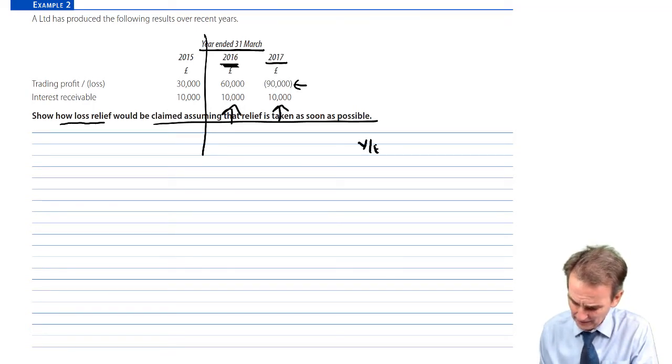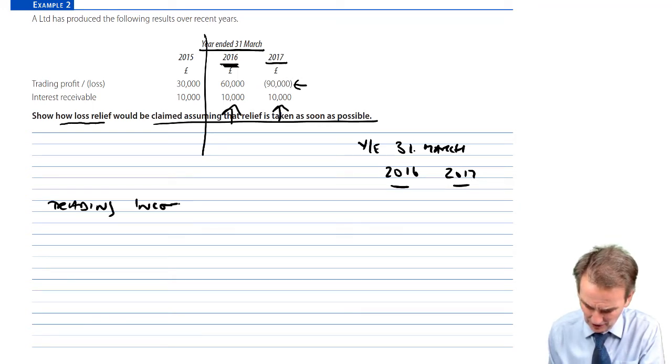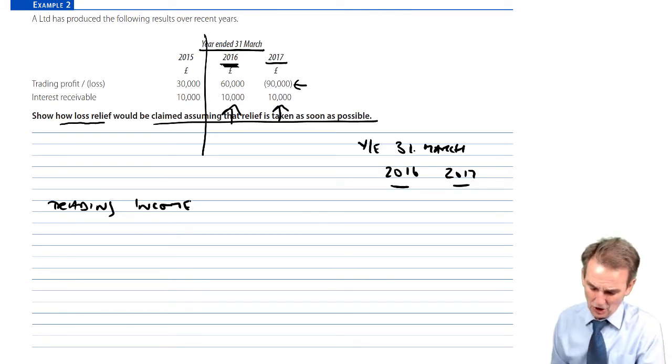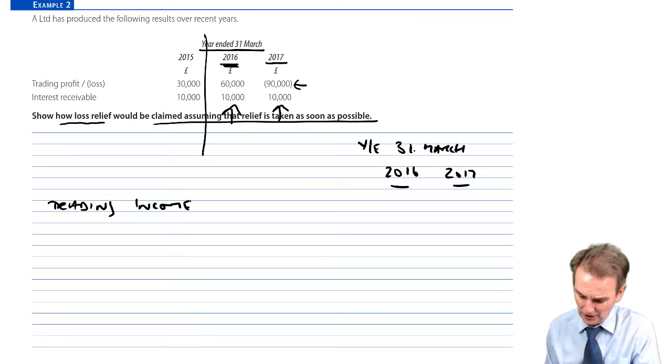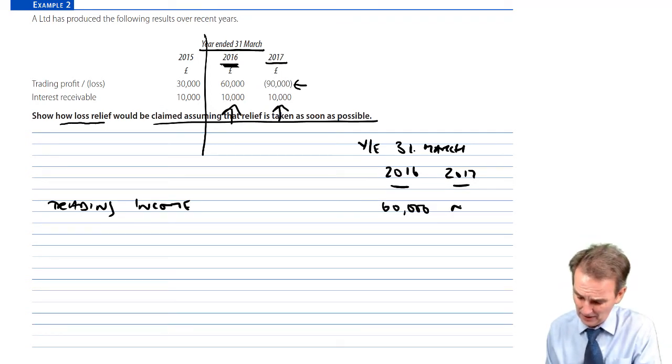We have got year end 31st of March, and we've got 2016 and 2017. Pick, of course, first. Again, we said it's just writing stuff in for the question. Trading income, year ended March 16, was £60,000. We had the loss for the year ended March 17, so that is a nil assessment.